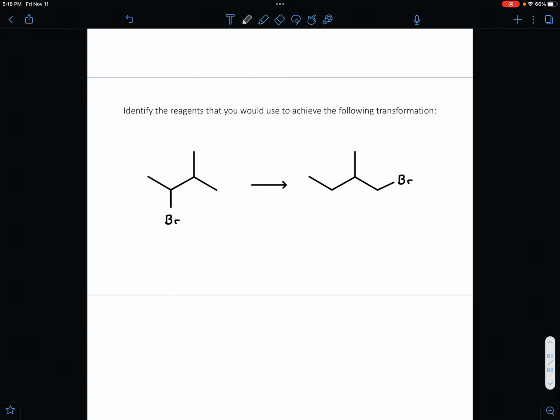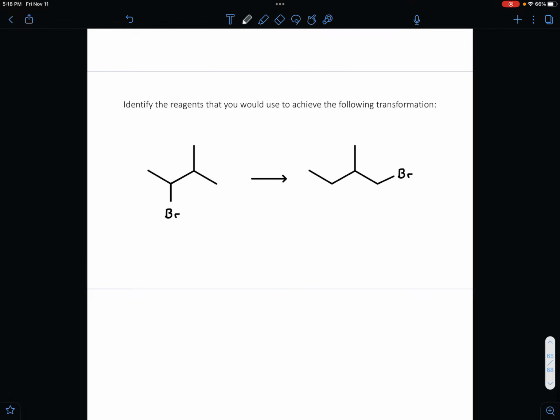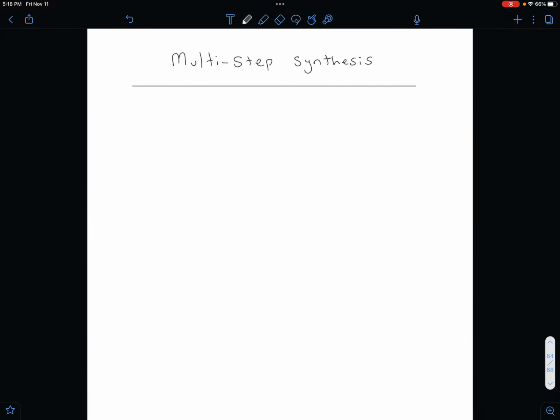I'll show you what something like this would look like. It's presented in much the same way as any synthesis question, where they'll give you a reactant, they'll give you a product, and they're just asking, what do you need in order to make this transformation happen? The difference is, though, that we can't do just one thing. We're going to have to do many things.